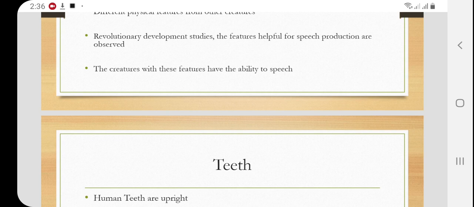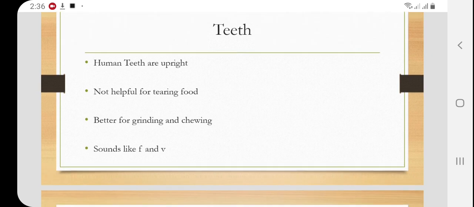First of all, we will discuss teeth. Human teeth are upright, as we have our teeth in a sequence in our mouth. If we talk about a tiger, a lion or any wild beast, they can tear whatever food is there. They can tear an animal into pieces. But we don't have that much power.